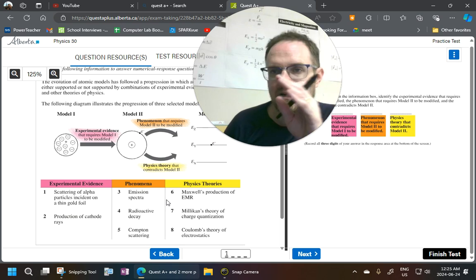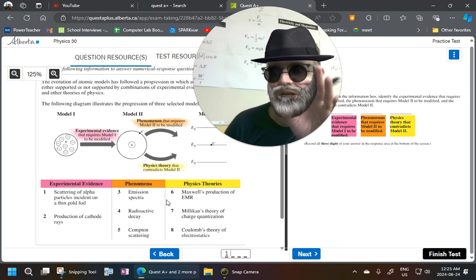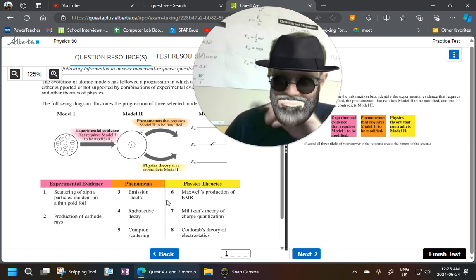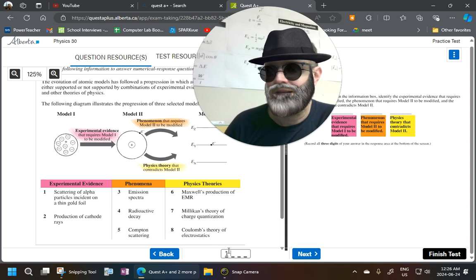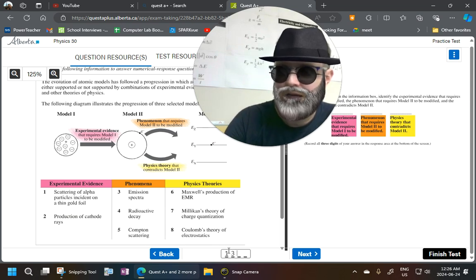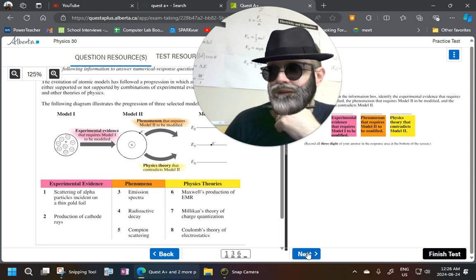What phenomenon was needed to change the model? Well, it was the spectrums, right? Those absorption spectrums, the emission spectrums, all those kinds of spectrums. You couldn't explain that, right? So it's got to be 3 and then 6 here. Okay.